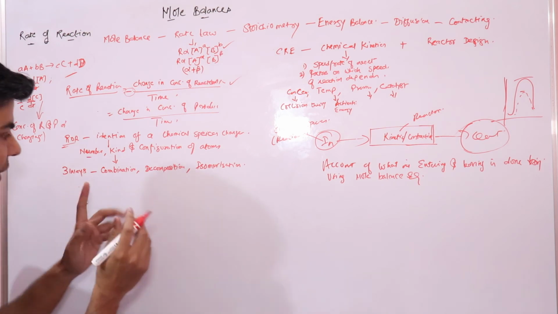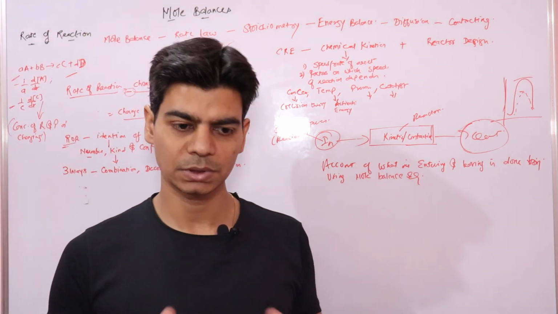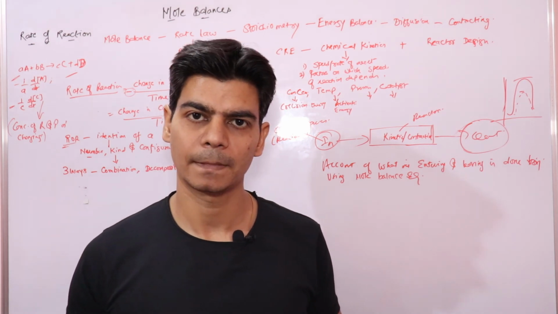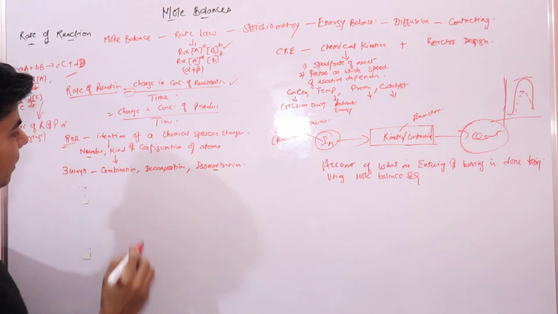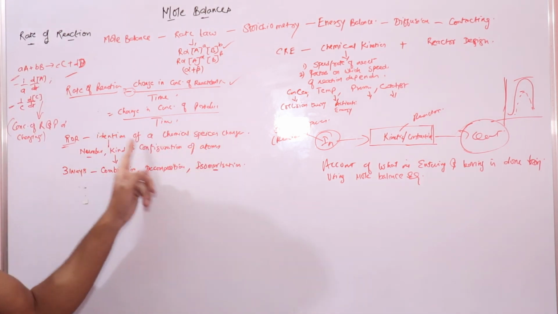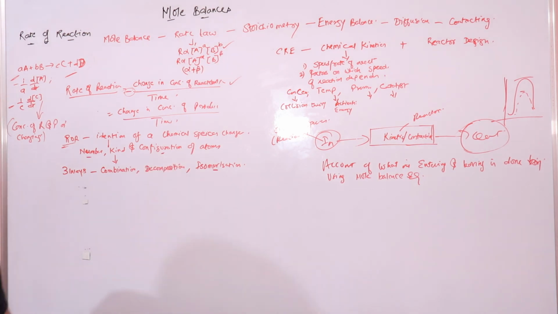We know that whenever a compound decomposes or combines with other atoms, its configuration will change, right? When we come to isomerization, if you remember, I said a chemical identity will get changed when the number, kind, and configuration of atoms will change, right?